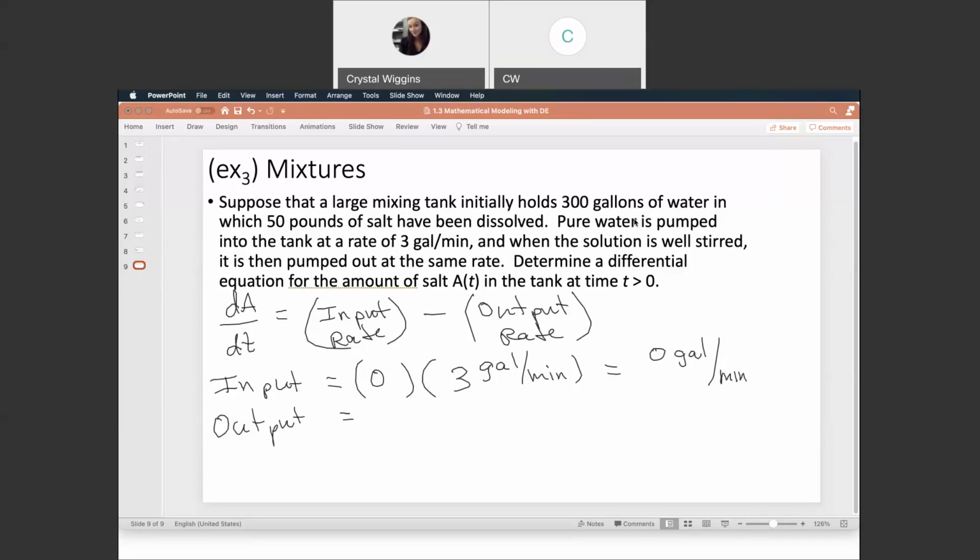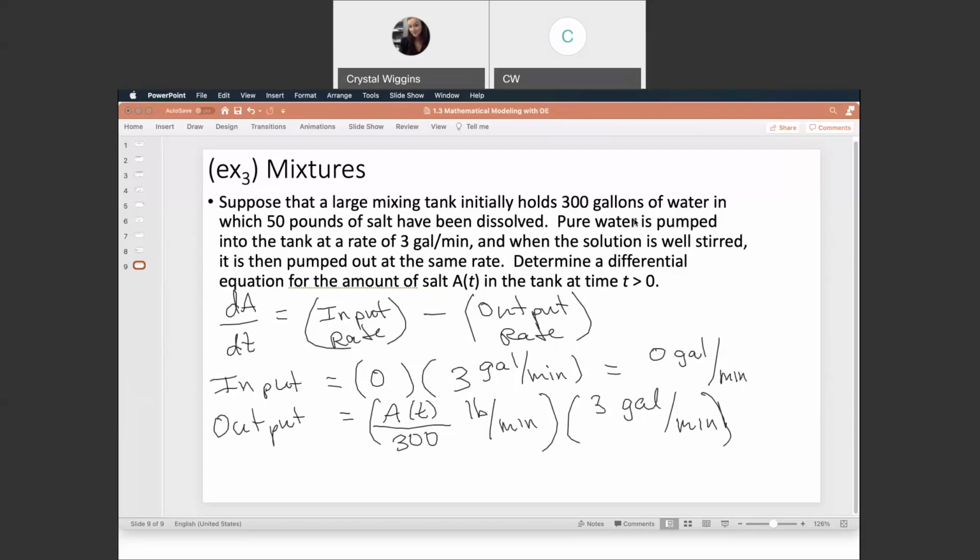So we will denote the concentration going out as the amount of salt at a specific time over the 300 gallons, because it's a 300-gallon tank. So it's just replacing water in there. It's not like you're filling it up more. And that is going to be the amount of pounds of salt per minute, the rate at which it's going out. And we know that it's going out 3 gallons per minute because it was stated in the problem that the output rate is the same as the input.